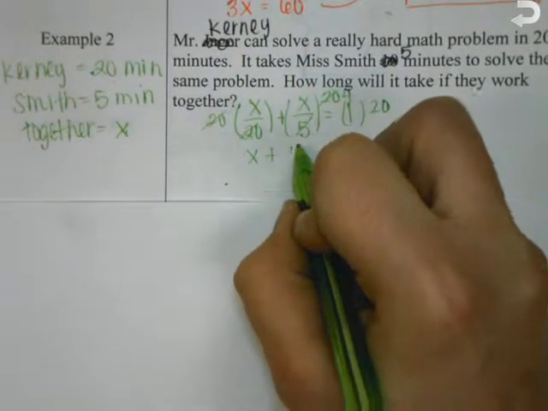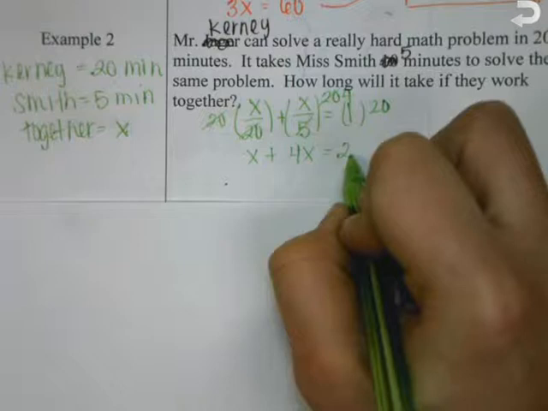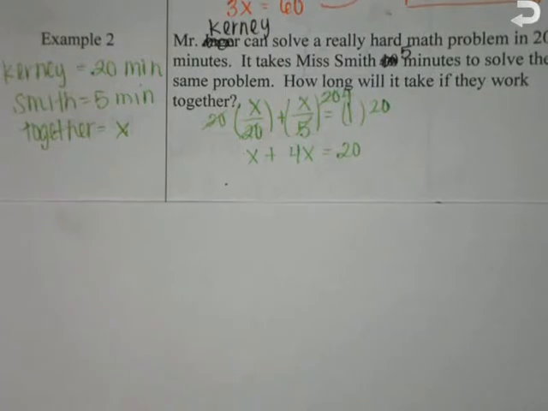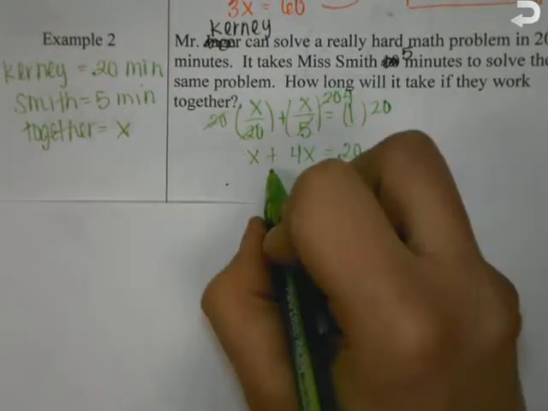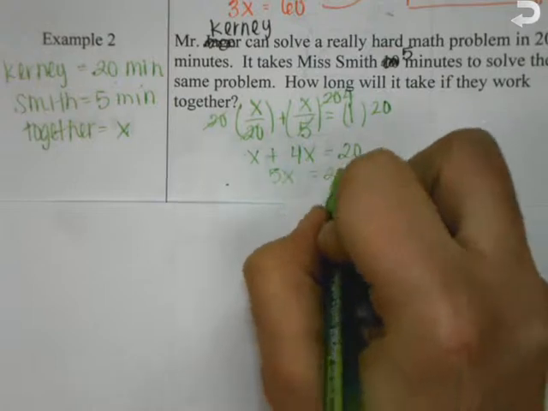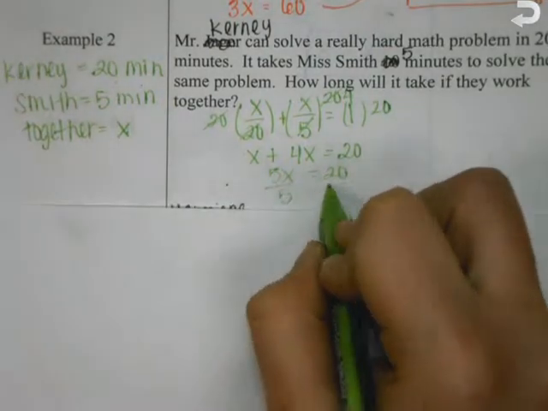Next step, combine like terms. So 5x equals 20. Divide by 5. So x equals 4 what?